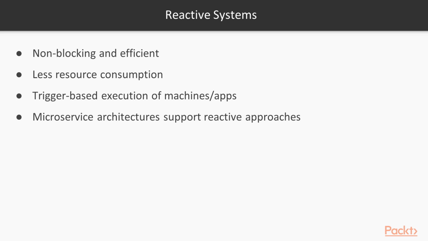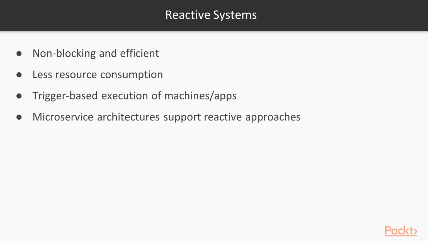virtual machines. The benefit of a reactive system is that it is non-blocking in nature, which means that instead of having to wait for an operation to complete, it performs another operation in the meantime, thus being efficient. It also consumes fewer resources because most of the reactive systems consume only a single thread, such as a Node.js application. And since a reactive system is event-driven in nature, it uses a trigger to execute an operation, task, or start some machines, and so on.